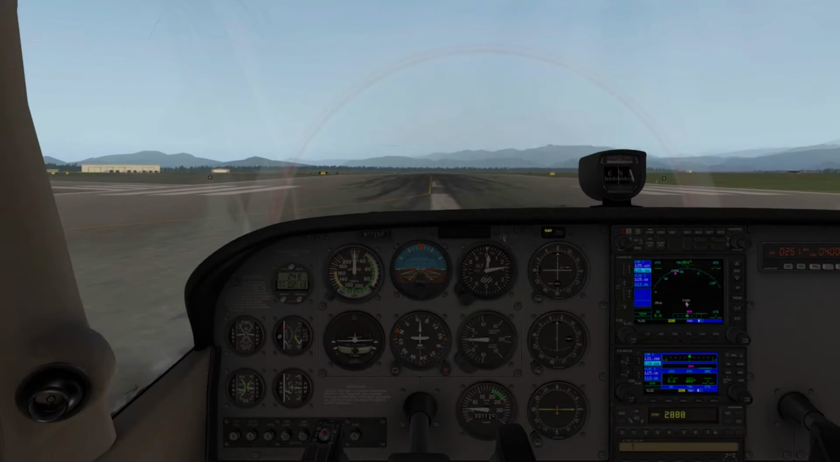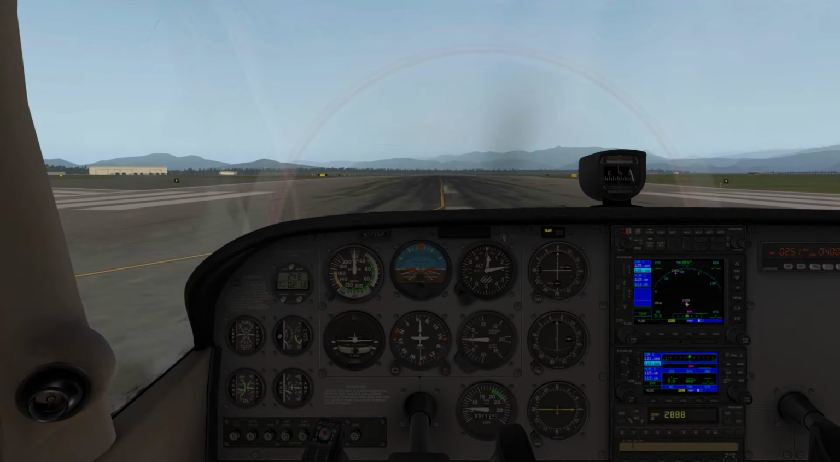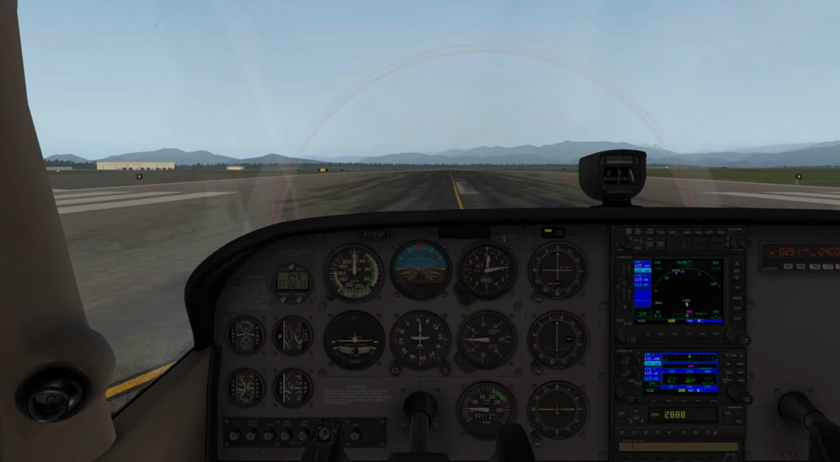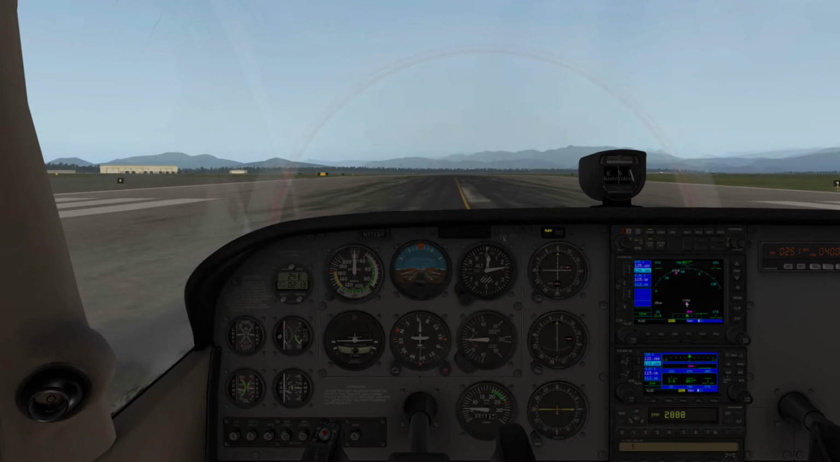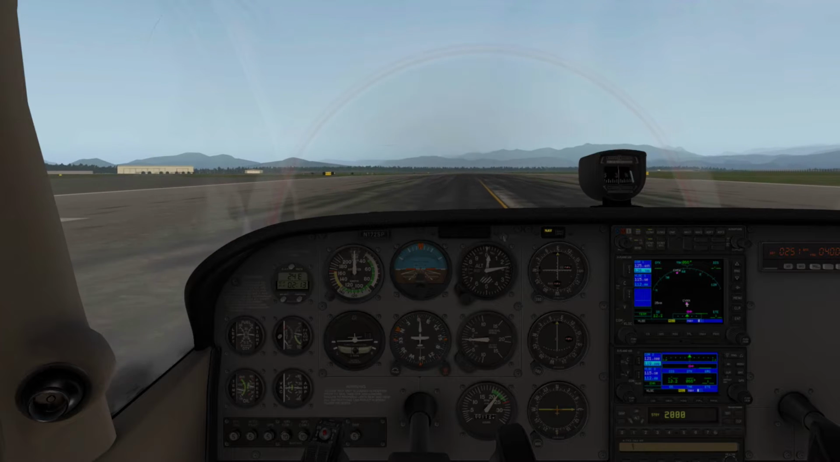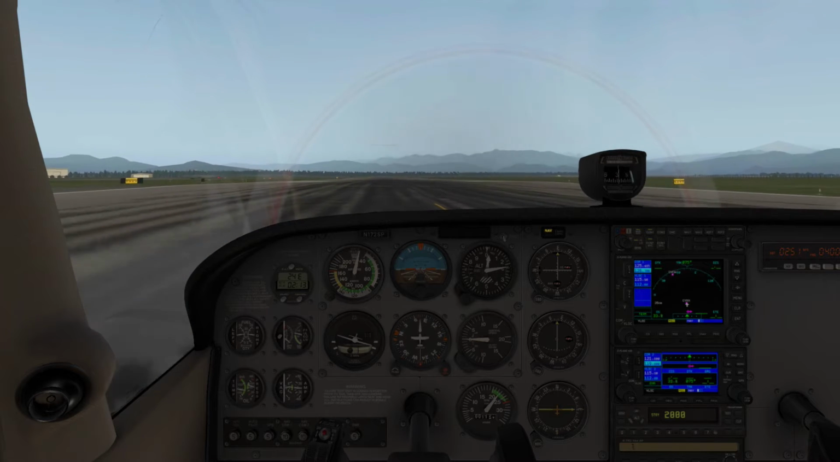Okay guys, let's take this Skyhawk up and work through the flight controls and demonstrate their effect on the attitude of the aircraft, its pitch, roll, and yaw, and how it moves around the axes. Taking off from Abbotsford Airport, runway 07.